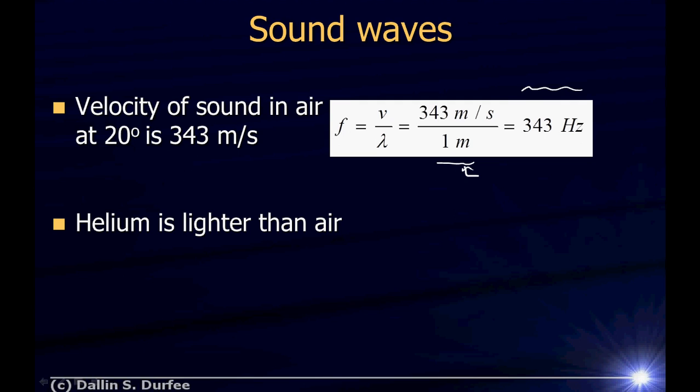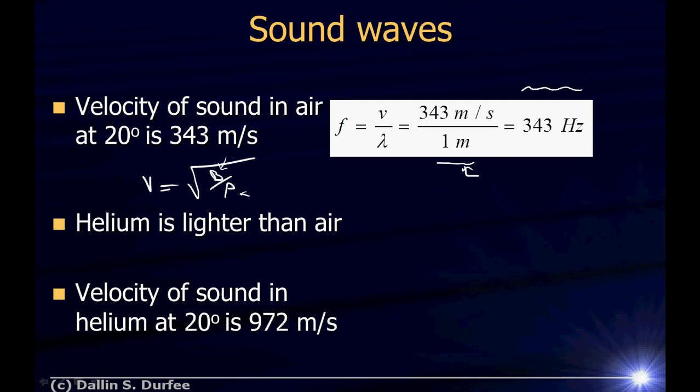Helium is lighter than air, but it turns out the bulk modulus only depends on the pressure, pretty much. So helium at atmospheric pressure, what's going to happen to the velocity? The velocity of sound waves is bulk modulus over density, and I'm claiming here that the bulk modulus mainly depends on pressure, so the bulk modulus for helium at atmospheric pressure ought to be pretty much the same, but the density is going to be lower. So what's going to happen to the velocity? The velocity of sound in helium is going to be much faster than in air.